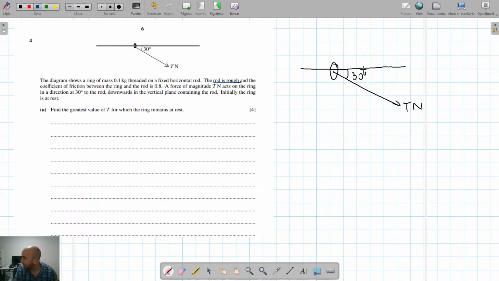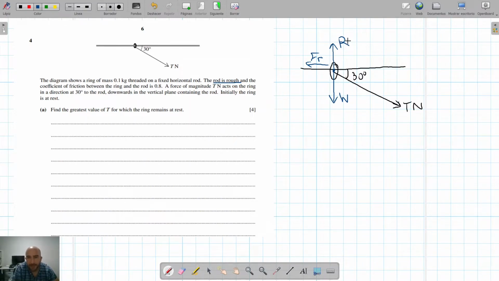So, if we're pulling to the right, I have to suppose that the force of friction is going to go to the left. So that's the force of friction. We also have the weight of the ring, because it has weight, and a reaction force here. Okay? So those are all our forces.